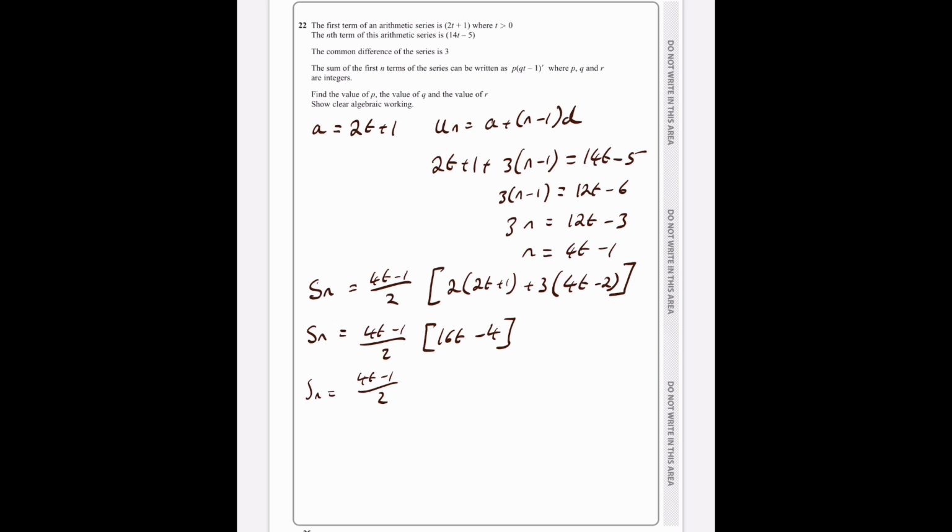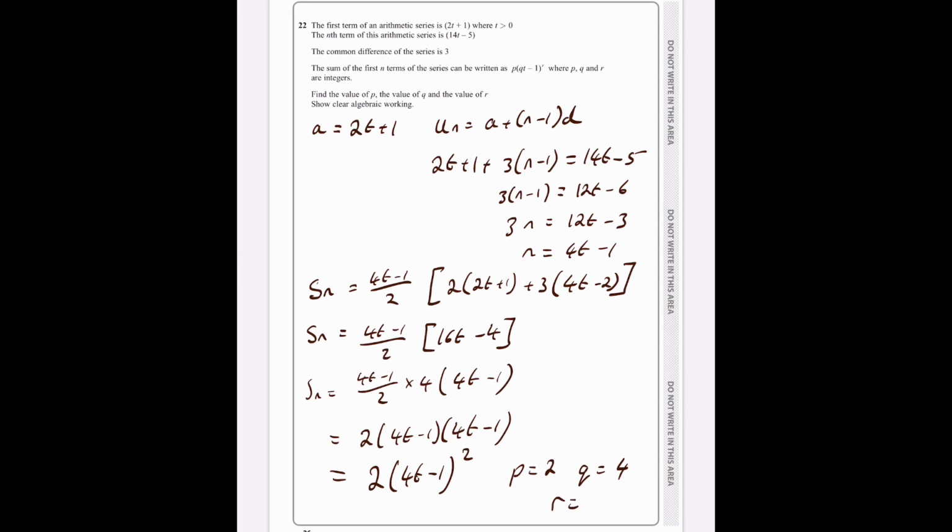I can factorise a 4 out of that and cancel the 4 and the 2 in the denominator to give me 2 lots of, and then it will be a 4t minus 1 from the original n, and then the inside of the brackets, now it's been factorised, is also 4t minus 1, and that all collects together nicely to give me 2 lots of 4t minus 1 squared. And then if you want to therefore label your p, q and r as 2, 4 and 2, that's absolutely fine.